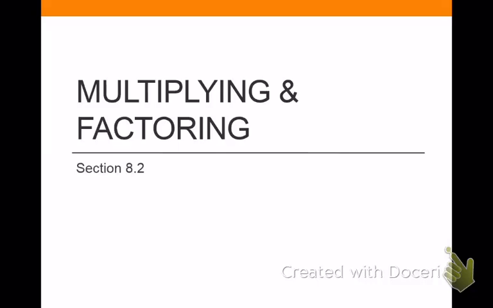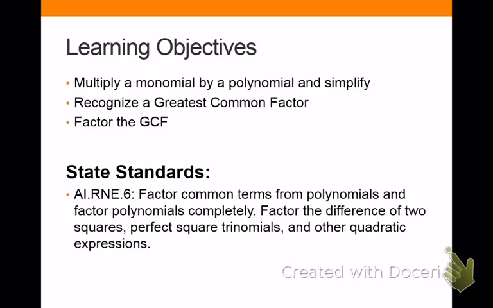All right, so we just finished talking about adding and subtracting polynomials. Now we want to talk about multiplying and then going in reverse from multiplying, which is factoring. So the point of today, you should be able to multiply a monomial by a polynomial and simplify it. We're going to talk about how to recognize the greatest common factor for a polynomial and then use that greatest common factor to help us factor.